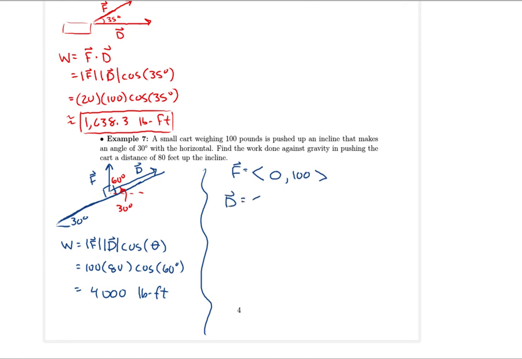And then remember, if you want to write out the components of D, you need to take the magnitude of D, which is 80, times the cosine of the angle. But what are we talking about there? We're talking about the true angle that D makes with the positive x-axis. So that would be this 30 right here. So we would say 80 cosine of 30, 80 sine of 30. So if you wanted to, you could do the dot product using the first definition of the dot product that we introduced.